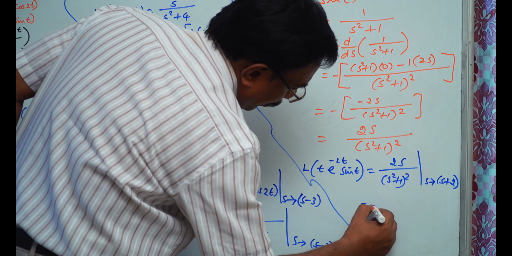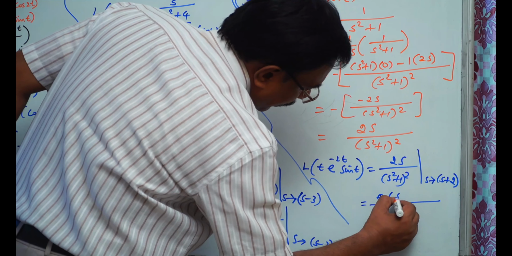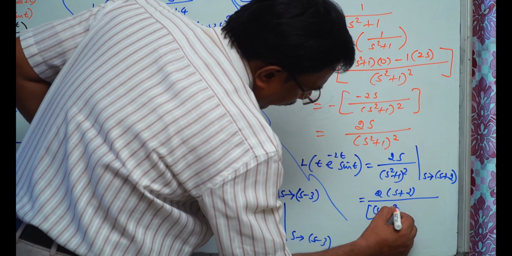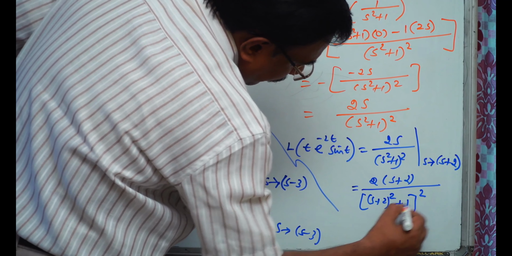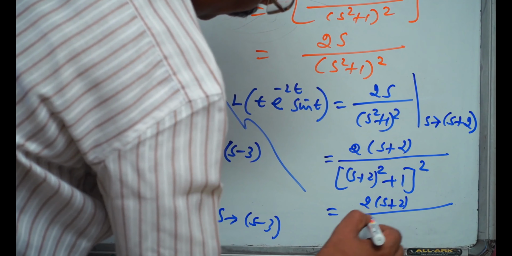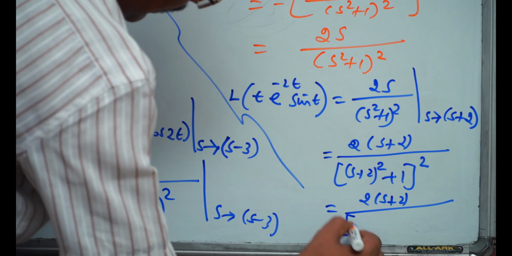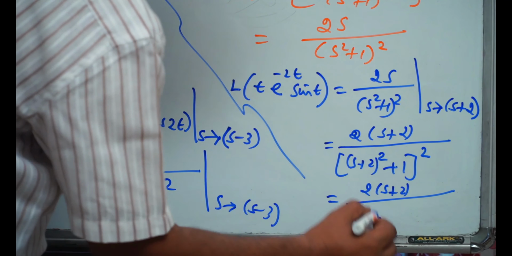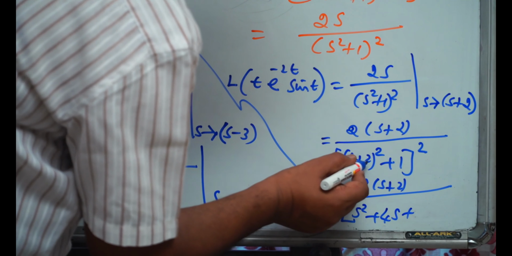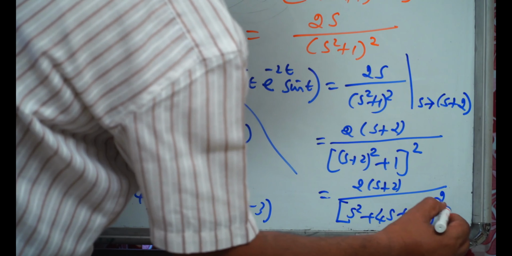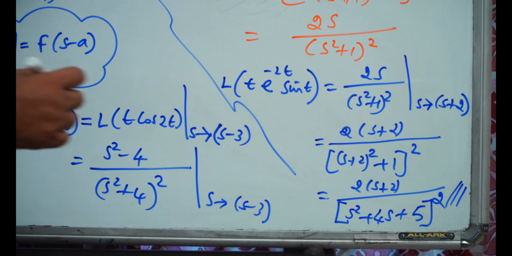Yeah, this is equal to 2 of (s+2)/((s+2)^2+1)^2, which is equal to 2 times (s+2) whole square will come s square, s square plus 2 into s into 2, that is 4s plus 4 plus 1. I can write 5 directly whole square. So, this is the answer for the third question.